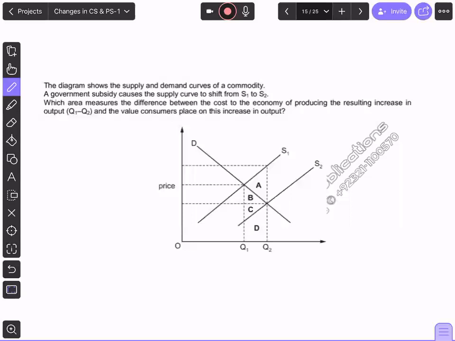Why area B? देखो ये आपका है ना. Which area measures the difference between the cost to the economy? Cost क्या हो जाएगी economy को? The cost to the economy will be per unit multiplied by the quantity. सही है. Increase in the resulting output Q1 से Q2 पे and the value the consumer places. और value consumer क्या place करते हैं इस good पे? This is your price. सही. So the difference between this cost and the value that the consumers are placing for the good will be area A only.